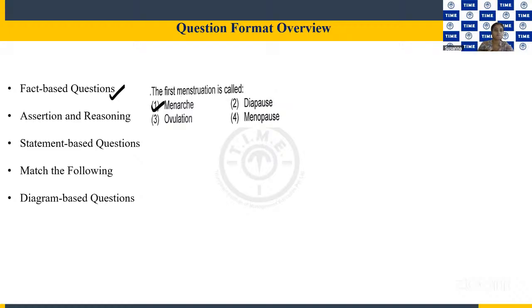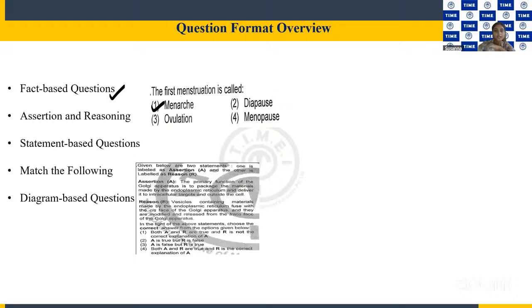Then come the assertion and reasoning questions. Basically, we'll be having two statements, an assertion statement and a reasoning statement. You will have to identify whether the assertion is correct or false, whether the reason statement is correct or false, and whether the reason is the correct explanation for the assertion. All these you need to identify, right?